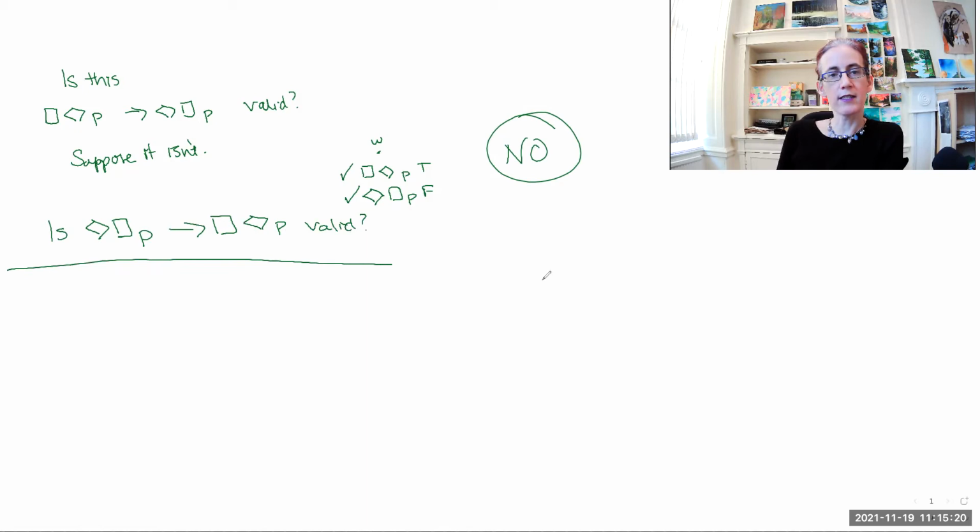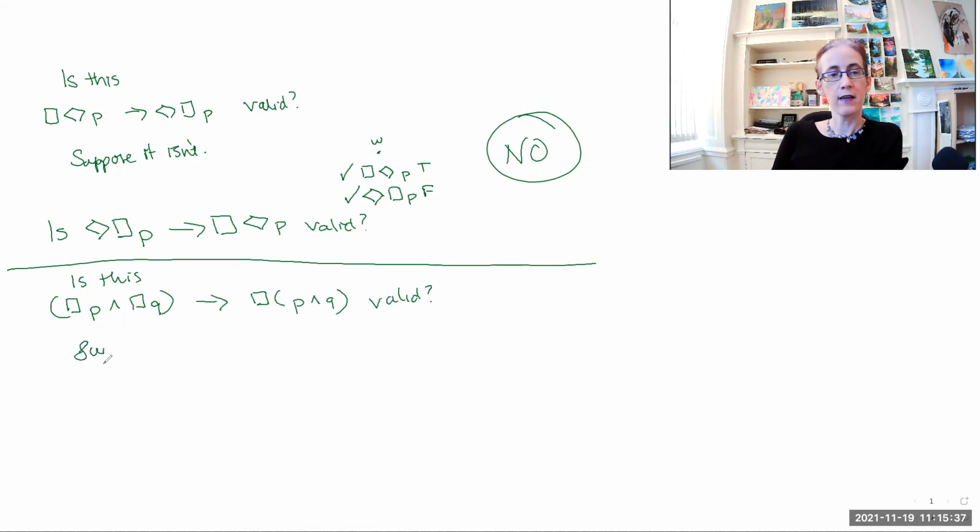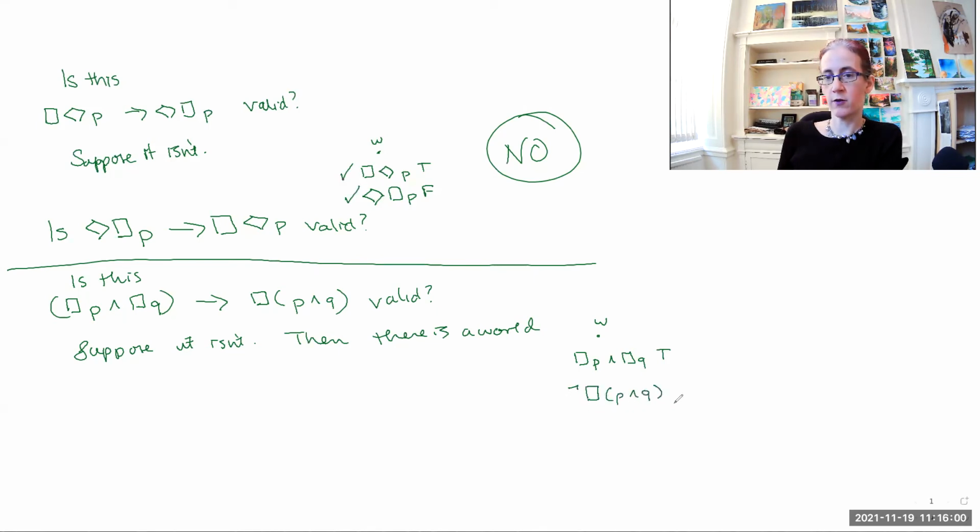Instead, I want to consider a different one, which is necessarily P and necessarily Q, implying necessarily P and Q. So is this valid? Well, same technique. Suppose it isn't. Then there is a world W where the antecedent of the conditional is true. So we have necessarily P and necessarily Q being true, and the consequent is false. So that's the same as saying not necessarily P and Q.